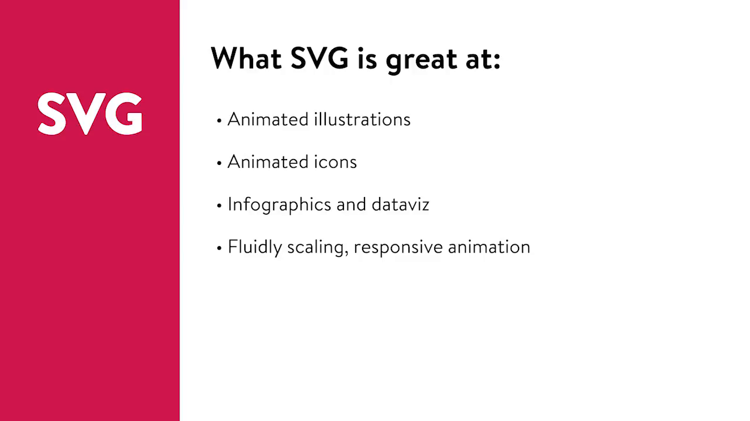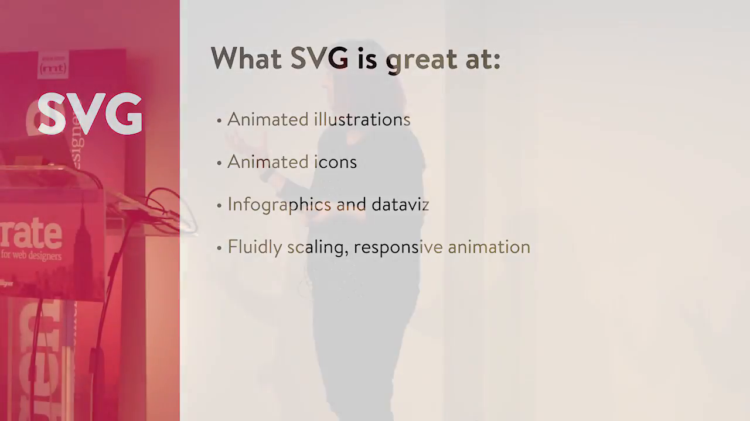So the things SVGs are awesome at: animated illustrations or animated icons. You might think those are the same thing, but your illustrator or icon drawing friend will disagree with you. Things that are more infographic or data viz related, things that might need objects to represent data. Ooh, sounds good for SVG, doesn't it?